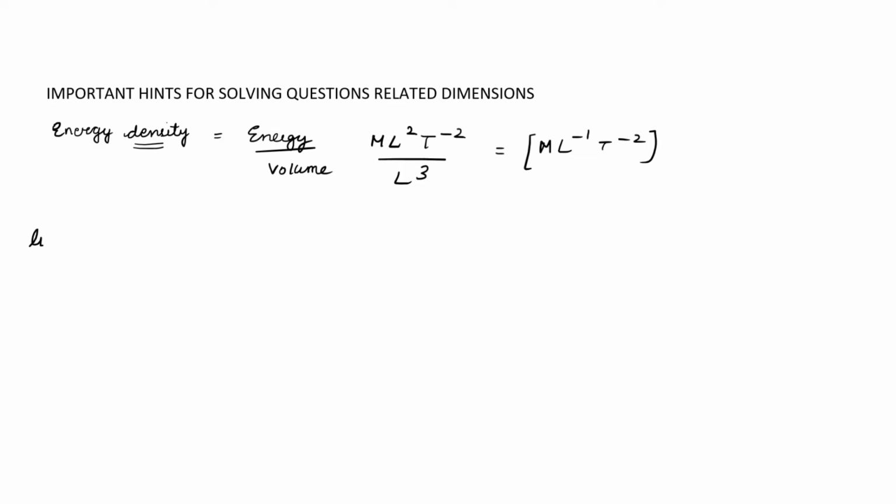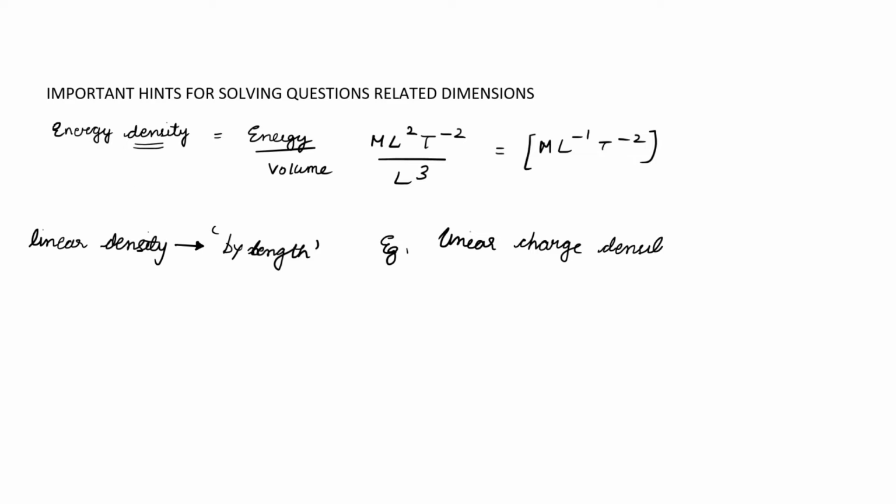Whereas when you say linear density, what does that mean? This word linear means by length. For example, let's take linear charge density. So this is nothing but charge by length, because there is a term linear accompanying it. So what are the dimensions of charge? We can find it by using the formula Q is equal to IT. So for I, you get ampere, so it's A, and for time it is simply T. And by length, so L^-1.